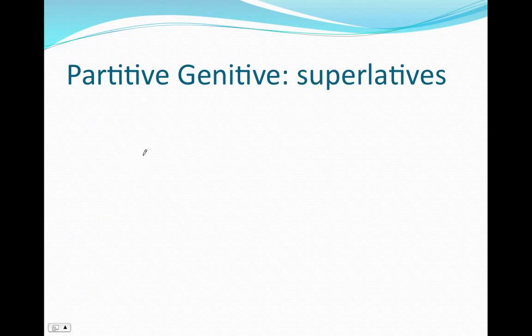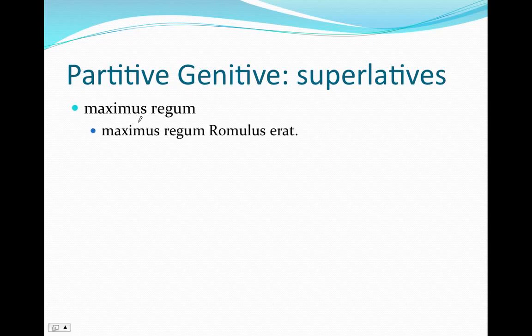We can also use the partitive genitive with superlatives. So maximus regum, for example, and this can work with any superlative: the greatest, the heaviest, the longest of days. Here, maximus regum, the greatest of kings. So, maximus regum Romulus erat: the greatest of kings was Romulus. So regum is our partitive genitive. It's the group from which we're going to pick maximus, the greatest.